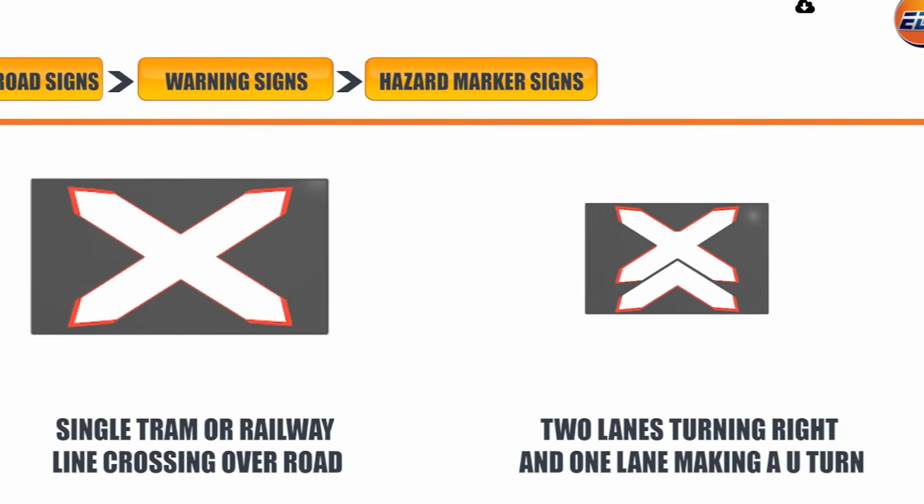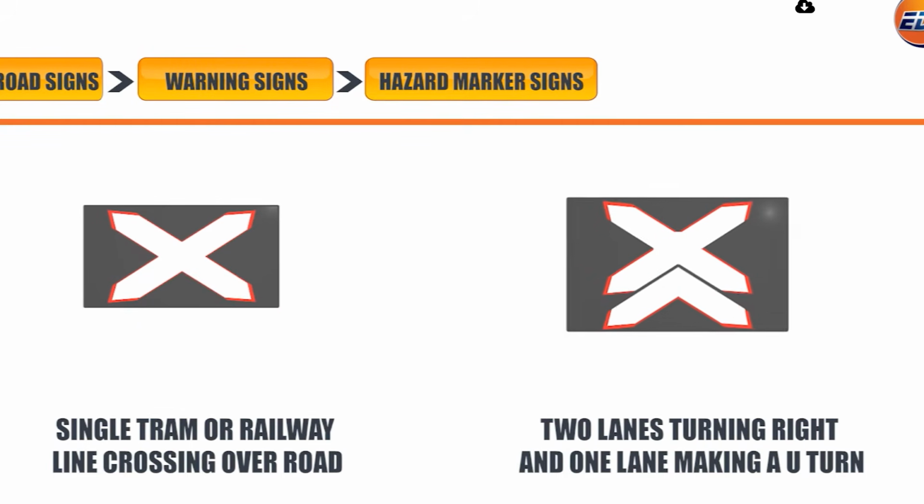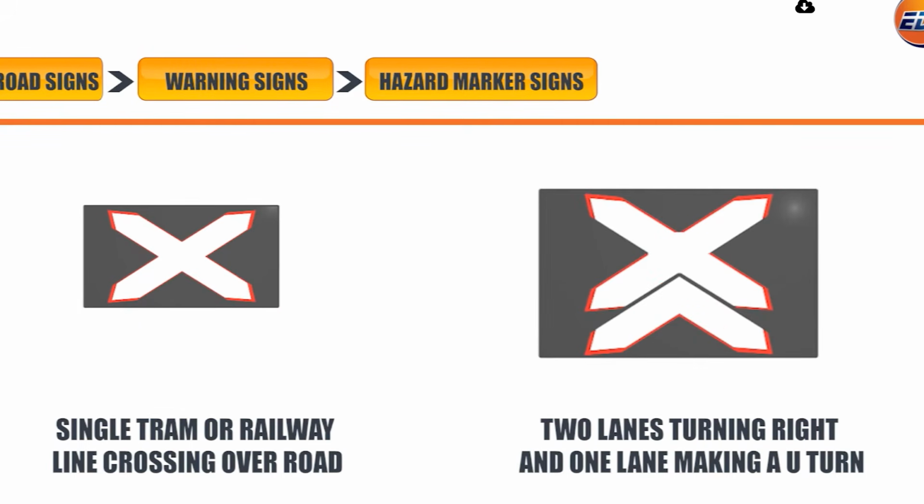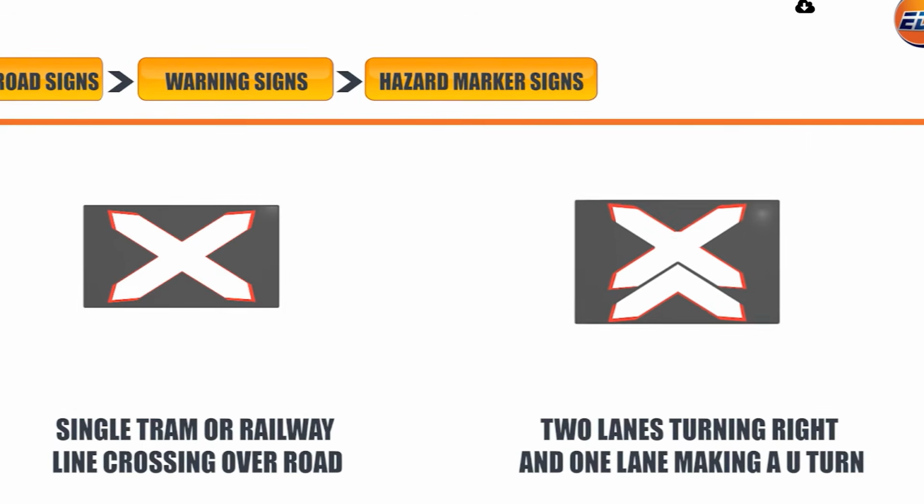Single tram or railway line crossing over road. This sign alerts that a single tram or railway line crossing over the road. Motorists must be careful while crossing the tram track. Two or more tram or railway line crossing. This sign alerts that two or more tram lines are crossing over the road.